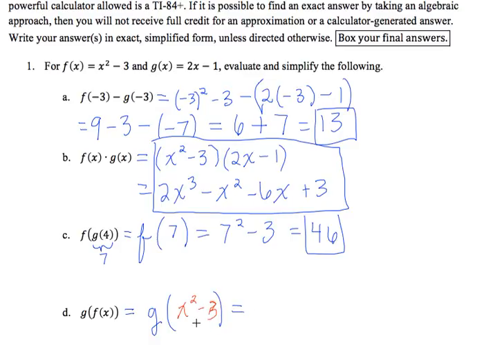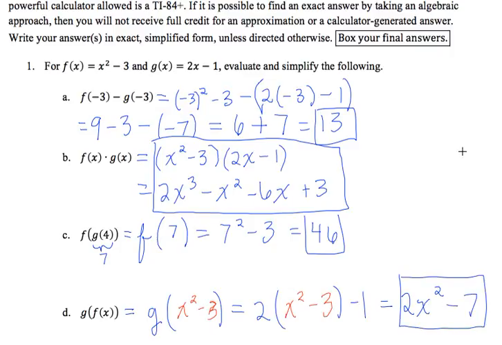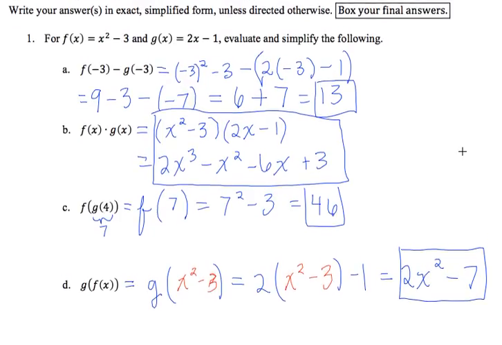So then, if we're finding g of this quantity, we're going to replace this x right here in the function definition for g by x squared minus 3. So we'll have 2 times the x squared minus 3 minus 1, which becomes 2x squared minus 6 minus 1, which would be 2x squared. Negative 6 minus 1 is negative 7. You see, fully simplified for part D.